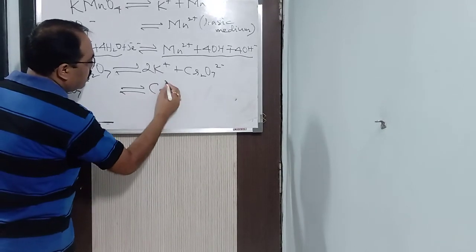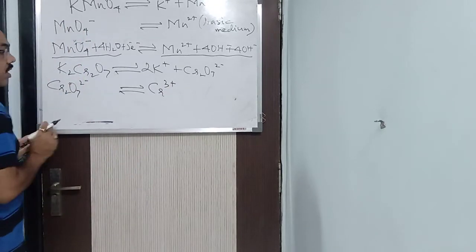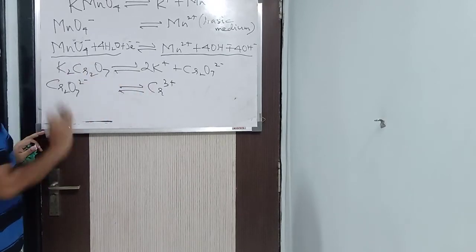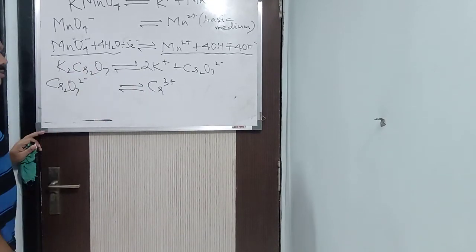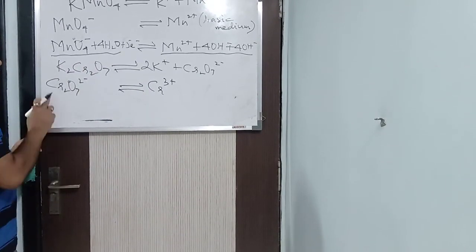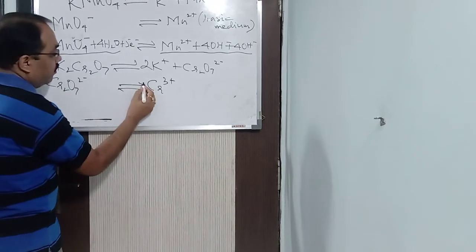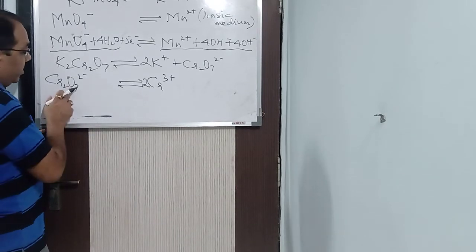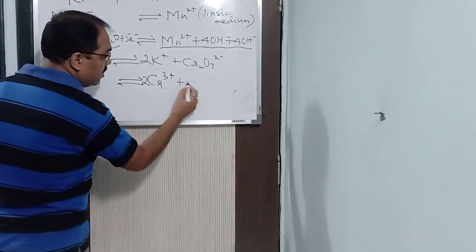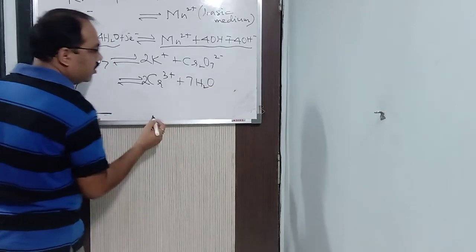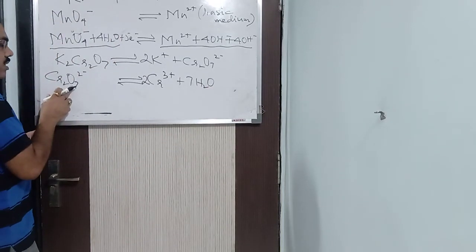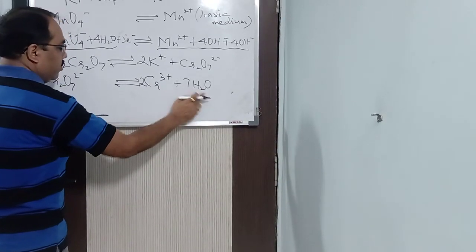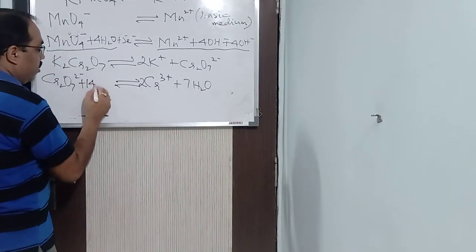Now, I will balance this in acidic medium. This is the question given to you; you balance this equation. So what will I do? First, I will balance the chromium: 2Cr. Now, how many oxygens? 7 oxygens. Acidic medium, 7 water. Remember it. In case of acidic medium, 7 oxygen means I will put here 7 water. 7 water means how many hydrogen? 14 hydrogen. So I will put here 14H plus.